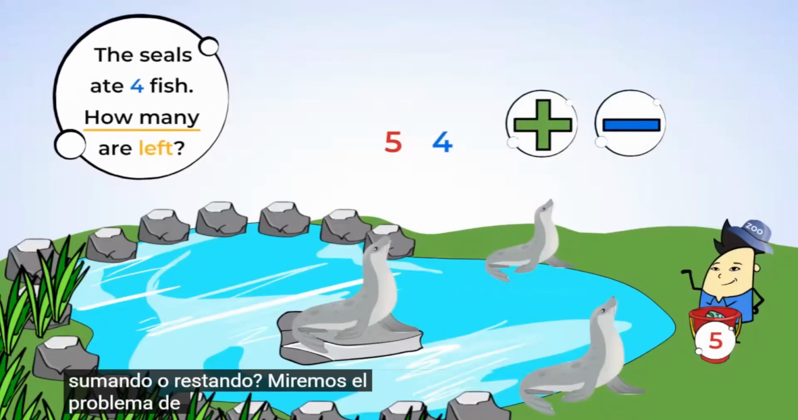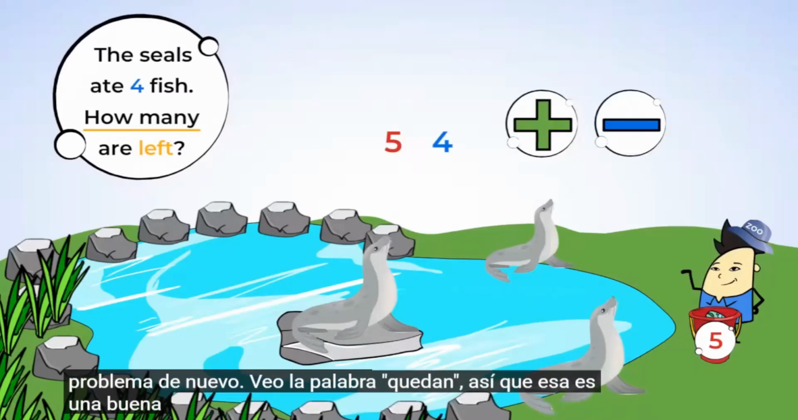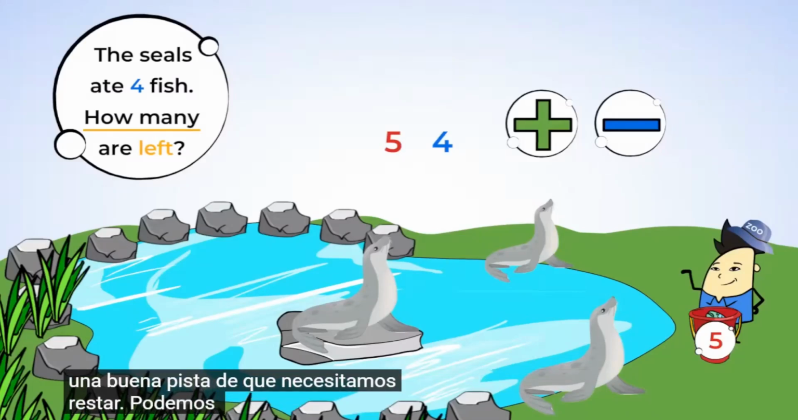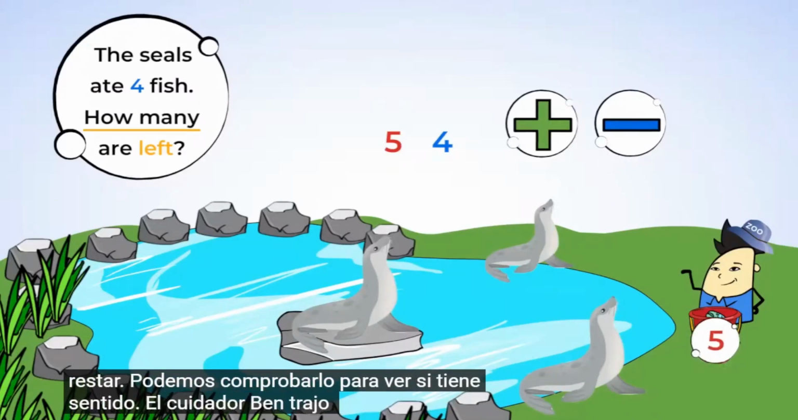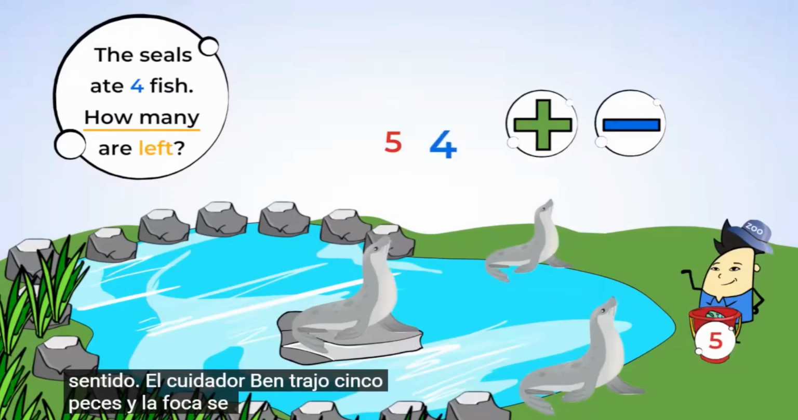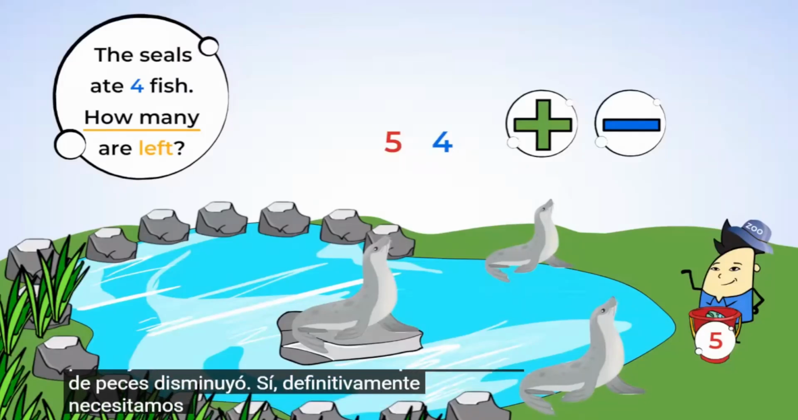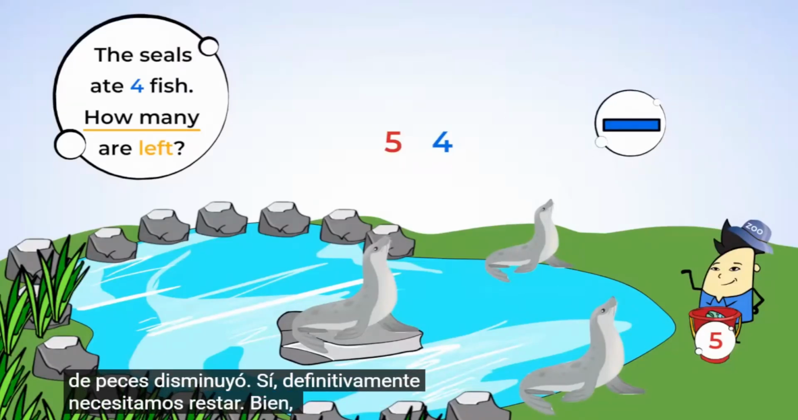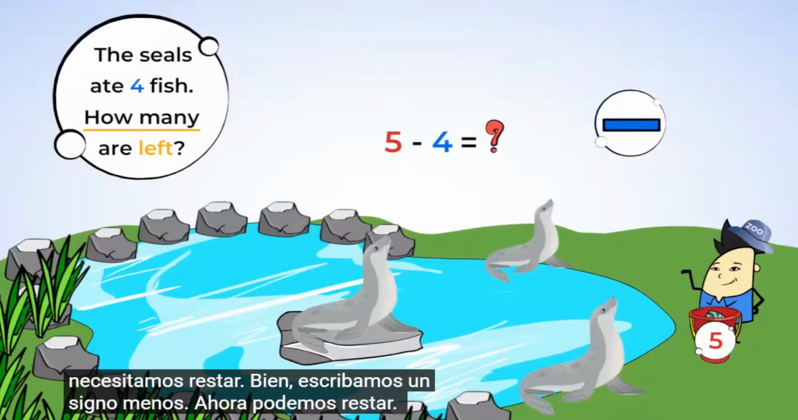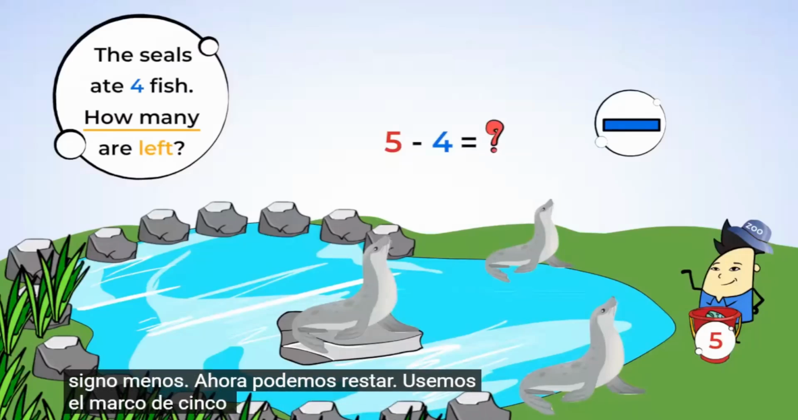Now, are we adding or subtracting? Let's look at the problem again. I see the word left, so that's a good clue that we need to subtract. We can check that to see if it makes sense. Zookeeper Ben brought 5 fish, and the seal ate 4. So, the number of fish got smaller. Yes, we definitely need to subtract. Okay, so let's write a minus sign. Now, we can subtract.